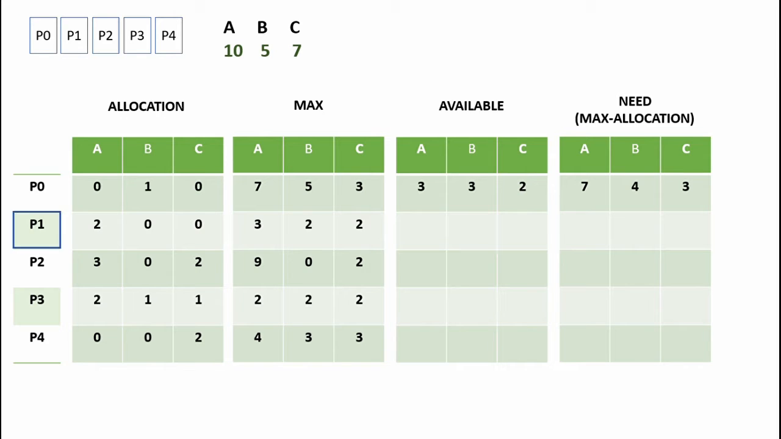Similarly for process P1, for resource A, 3 minus 2 is 1, and for resource B, 2 minus 0 is 2, and for resource C, 2 minus 0 is 2. So similarly we can fill in each of the processes P2, P3 and P4. Okay, so that was very simple.